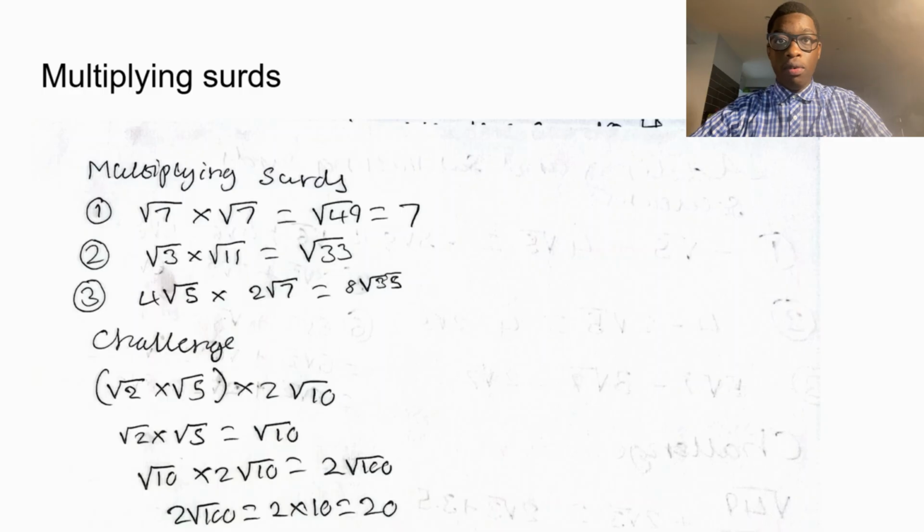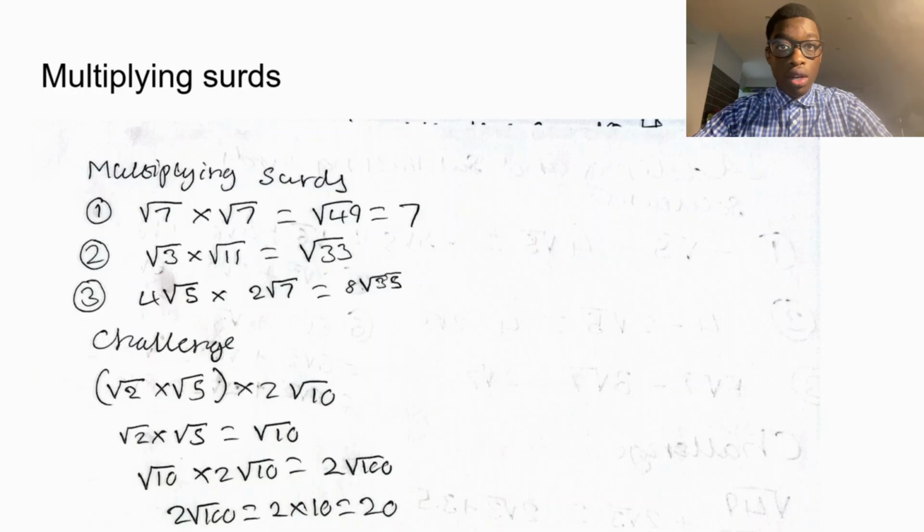On the final question before the challenge, we have 4 root 5 multiplied by 2 root 7, and we get 8 root 35. So we're just doing 4 times 2 on the outside to get 8, and 5 times 7 inside of the root sign. Because they're two different numbers, we can't discard the root sign, so we get 35.